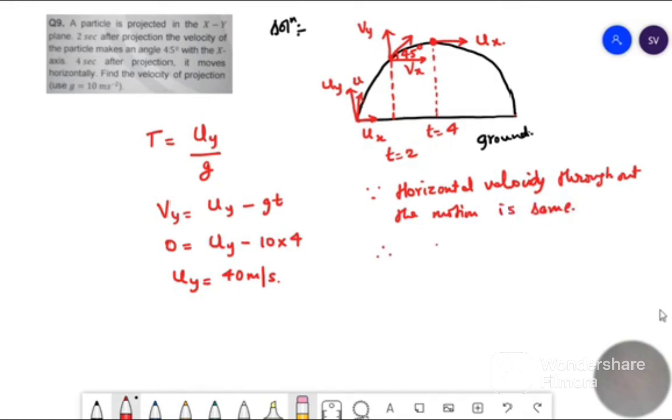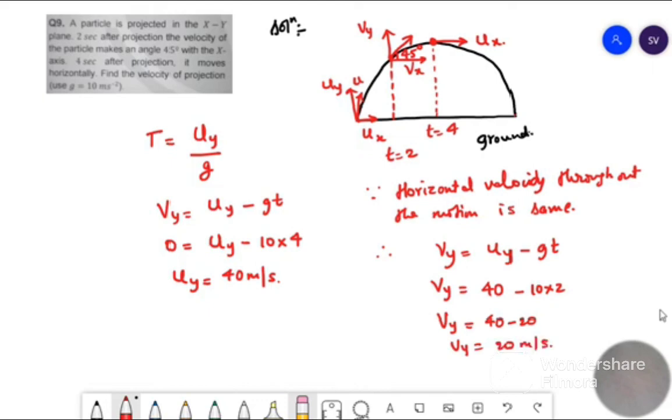Uy we got, so we can say vy is nothing but uy minus gt, right? So what is vy at t equals 2 seconds, right? This is at t equals 2 seconds. Uy is 40 minus gt, g is 10, t equals 2. So we have vy equals 40 minus 20, which is 20 meters per second, right? So we got vy and uy.